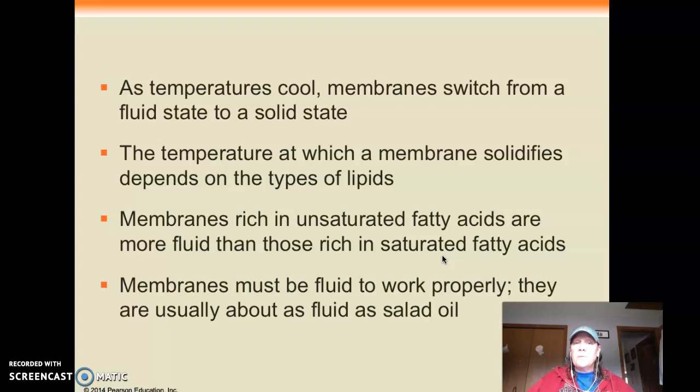Membranes must be fluid to work properly. So again, the unsaturated are going to work better because they're like salad oil. When we talked about unsaturated and saturated fats, your plant oils, your vegetable oils, your olive oil, canola oil, all those are liquids at room temperature, whereas the animal fats like butter and Crisco, those things are solids. So in a membrane, it works the same. You want the more unsaturated.